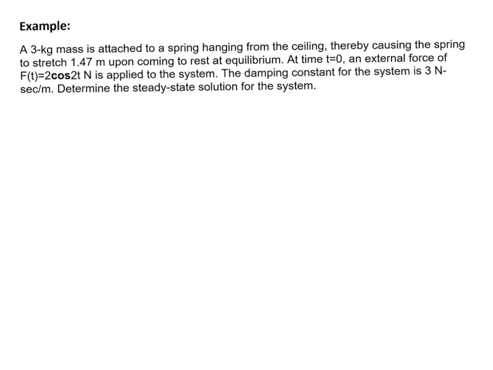Okay, so we saw in the previous video that we had 3 times y double prime plus 3 times y prime plus 60 times y is equal to 2 times the cosine of 2t as our equation of motion. And we saw already that the solutions of the homogeneous equation are linearly independent of the forcing term, and therefore we can find our particular solution, y_p of t, as a cosine of 2t plus b times the sine of 2t.